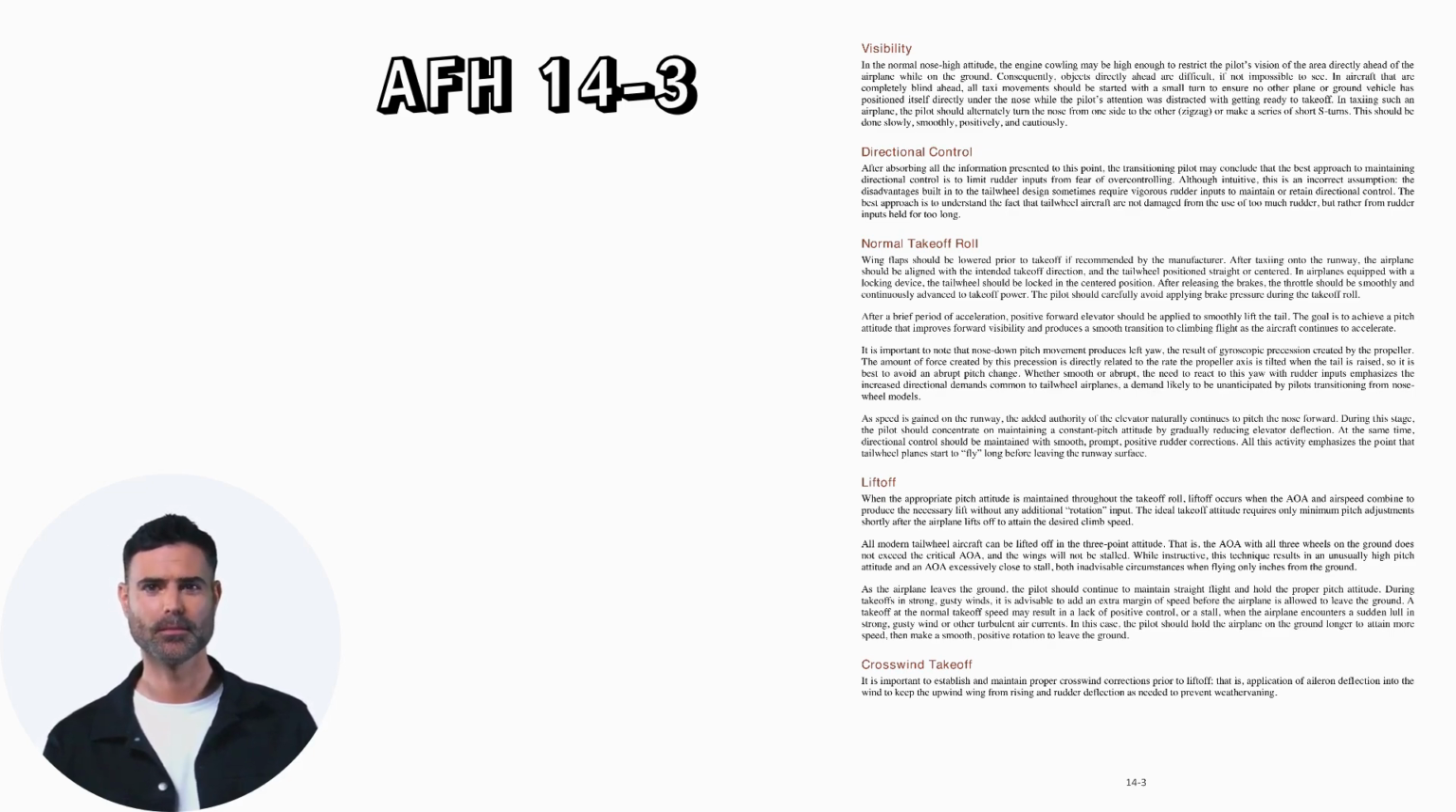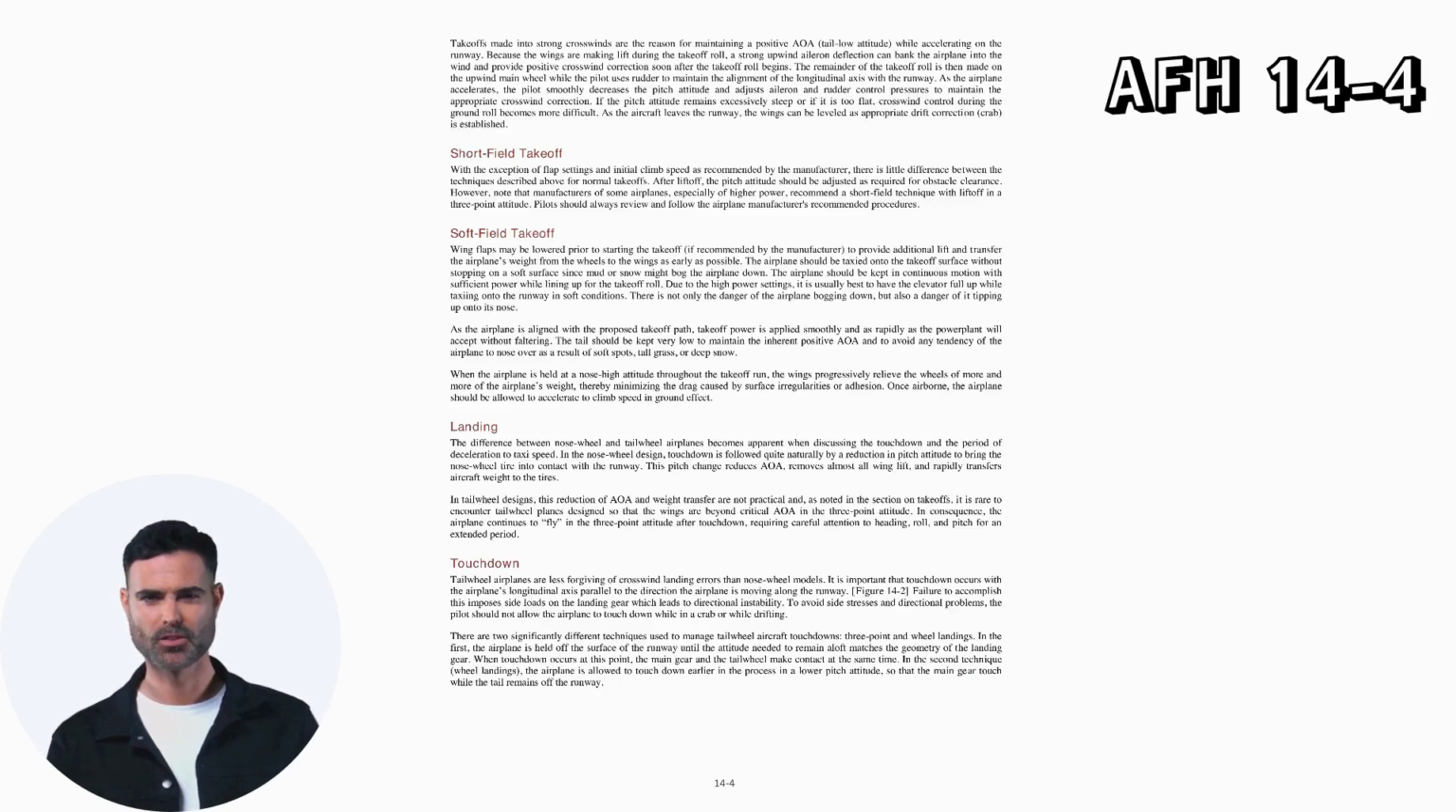Crosswind takeoff. It is important to establish and maintain proper crosswind corrections prior to liftoff. That is, application of aileron deflection into the wind to keep the upwind wing from rising and rudder deflection as needed to prevent weathervaning. Takeoffs made into strong crosswinds are the reason for maintaining a positive AOA tail-low attitude while accelerating on the runway. Because the wings are making lift during the takeoff roll, a strong upwind aileron deflection can bank the airplane into the wind and provide positive crosswind correction soon after the takeoff roll begins.